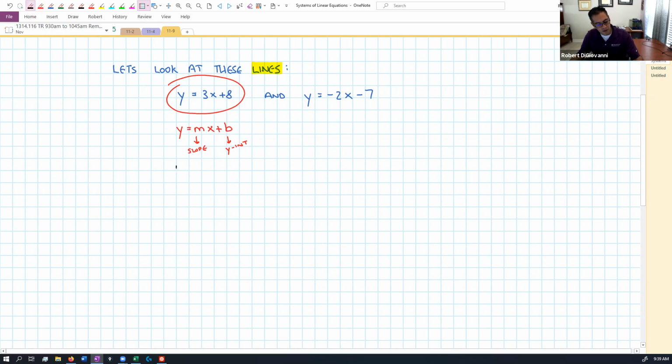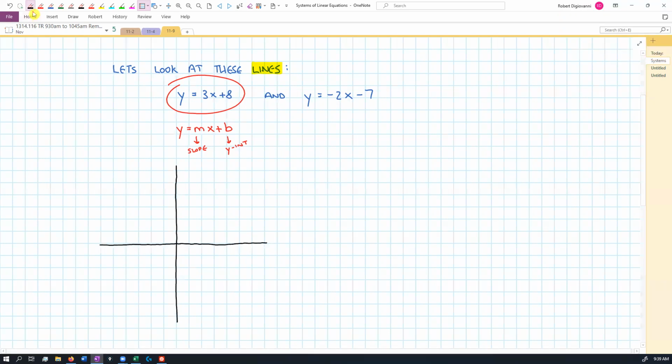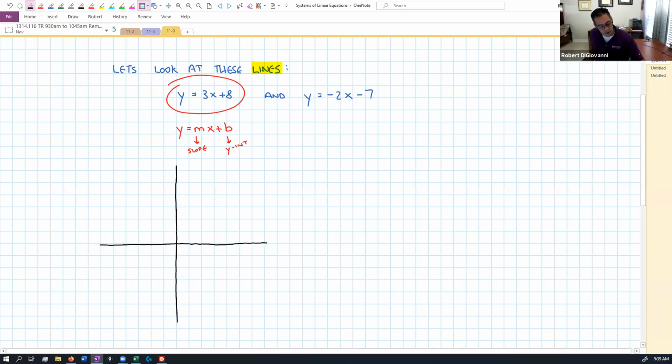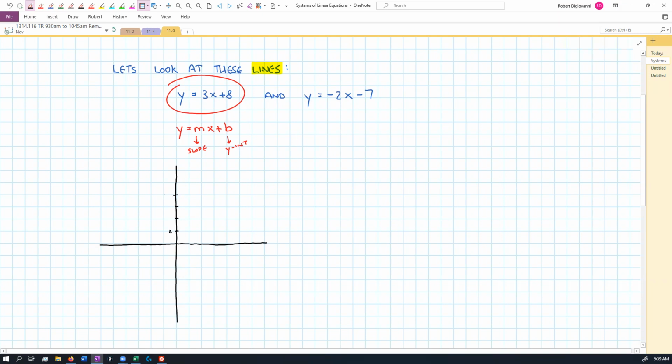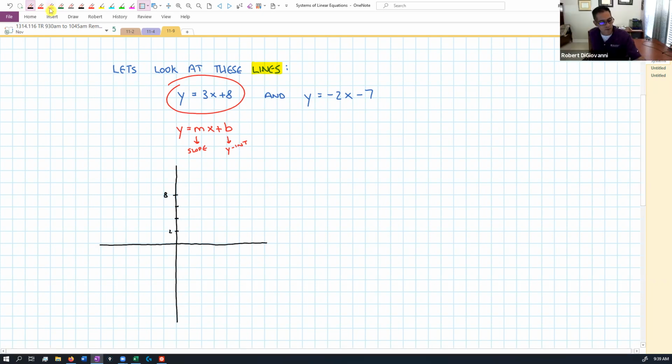So if we graph this, where do we start? What's the first thing I should do? Not the negative 7, the y-intercept, 8. Yeah, put the y-intercept. I'm going to count by twos here: 2, 4, 6, 8. Right here, 8. I'm going to put my y-intercept, so I'm going to put a dot like this.